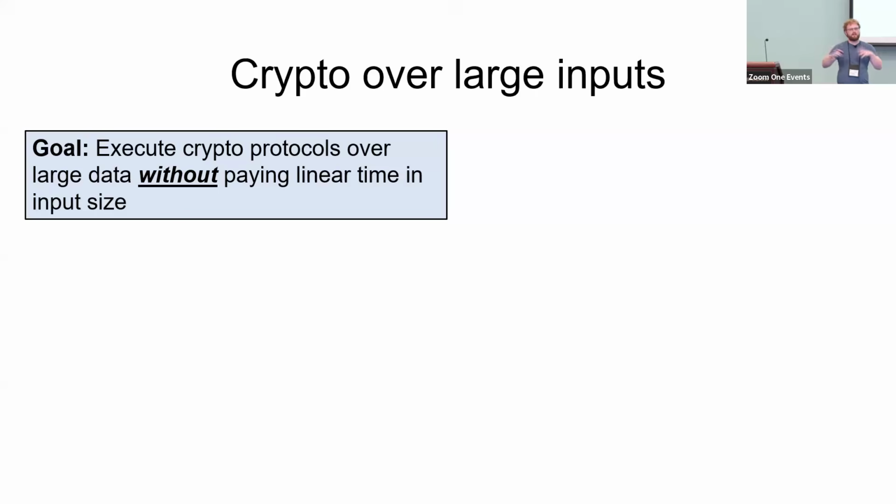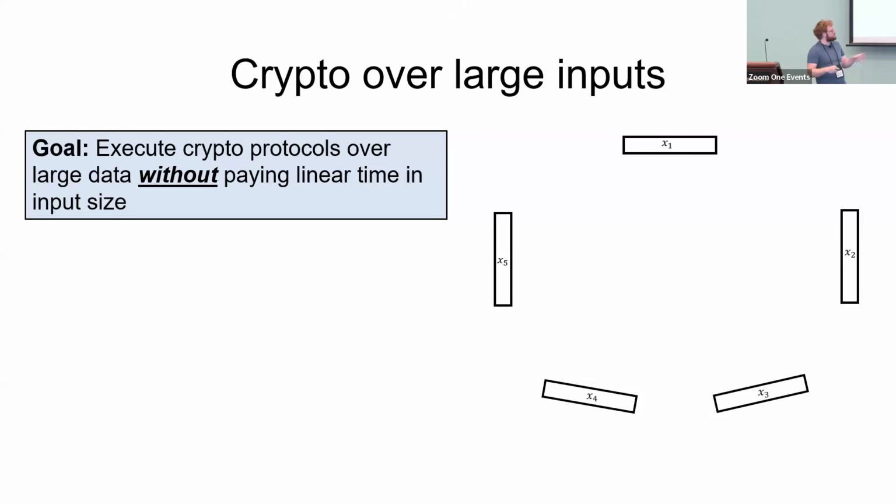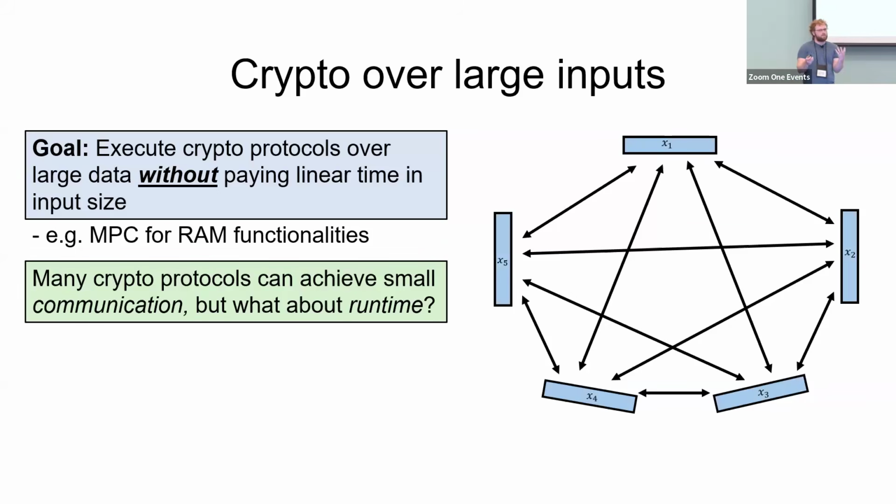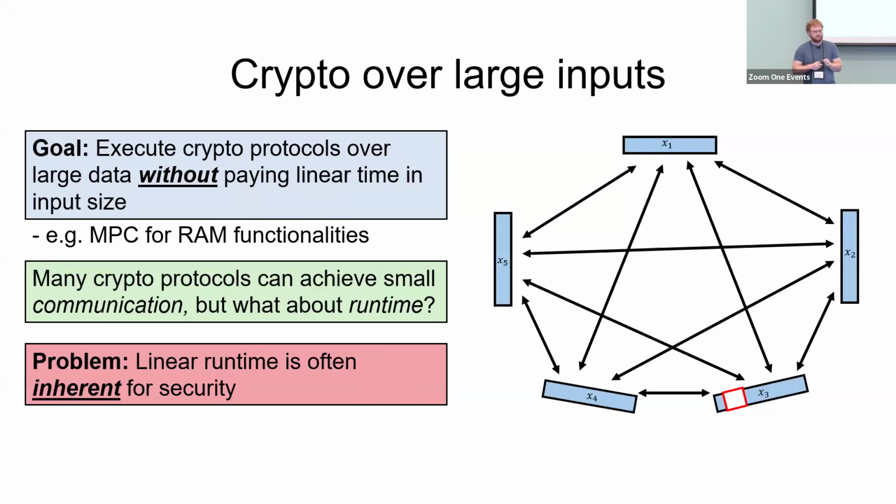Especially when a protocol would naturally be thought of as some sort of MPC over RAM functionalities that wouldn't necessarily, in the clear, need to pay linear time in their input. We want the crypto version of that to also be sublinear. In many crypto applications, the communication complexity is very low, but the runtime of each party has to do a linear scan through their entire inputs. In fact, this constraint is inherent in many contexts.